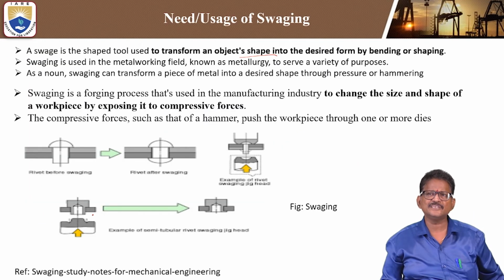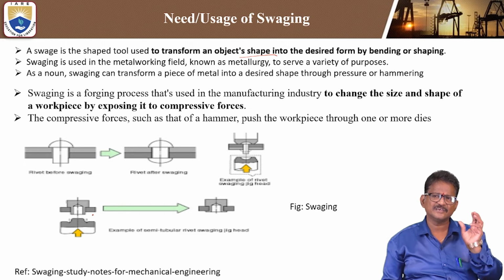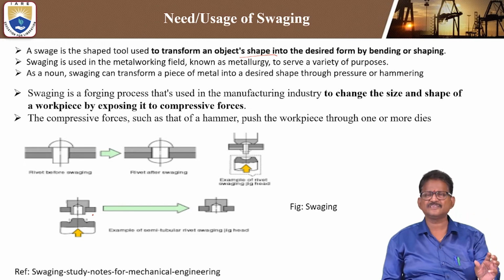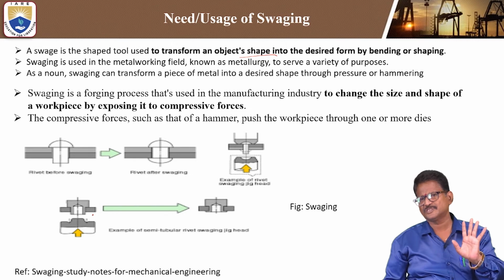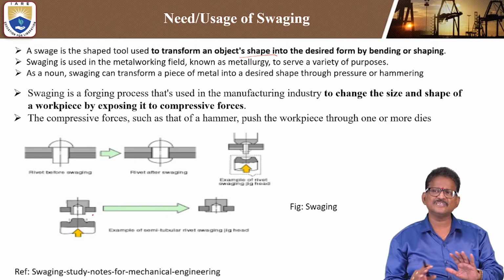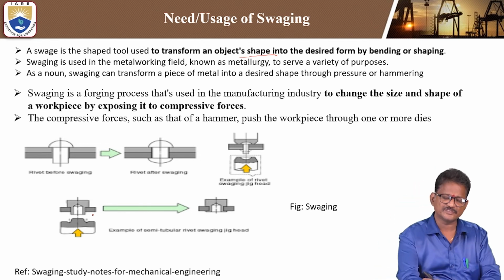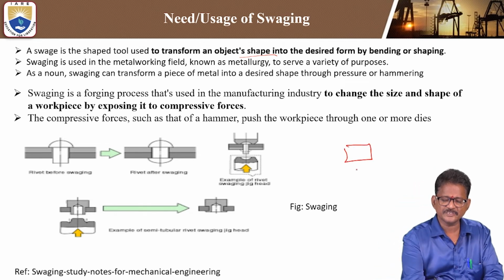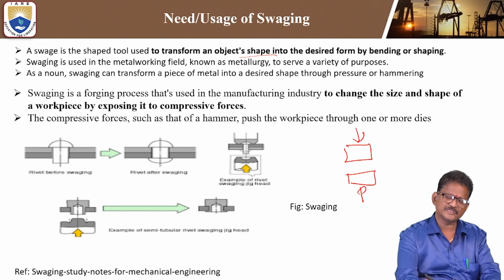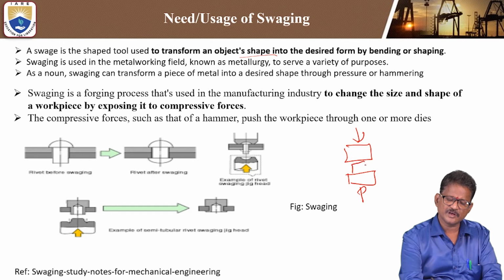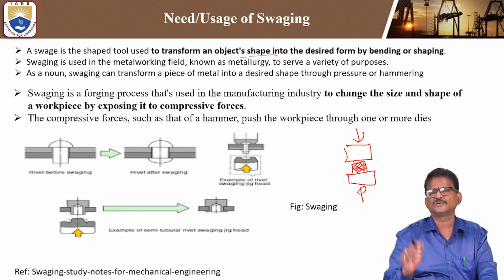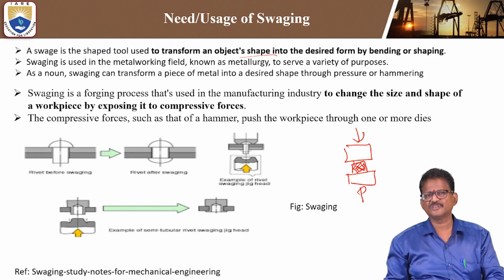And coming to the need and usage of swaging, mainly this process has a variety of applications in the manufacturing industry to change the shape and size of the workpiece by exposing it to compressive forces. You know, compressive forces means applying vertically, so up and down you can compress it. Some knurling type of components can be easily performed.